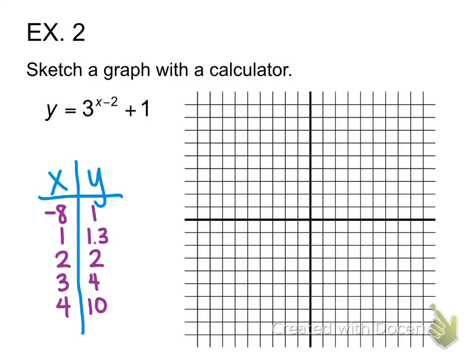Okay, so we're going to type this into y equals and get some values from the table. Here's the ones I picked. I just rounded any of the ones that were decimals to the nearest tenth. I tried to find some whole numbers, and I just picked these. So -8, 1, 1.3, 2, 2, 3, 4, and 4, 10. Okay, so there's the graph of this exponential function. So you can see it's not sitting on the x-axis like our very first equation. It's shifted to the right and up.